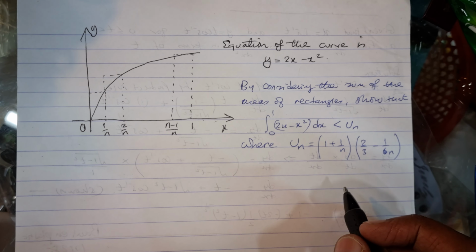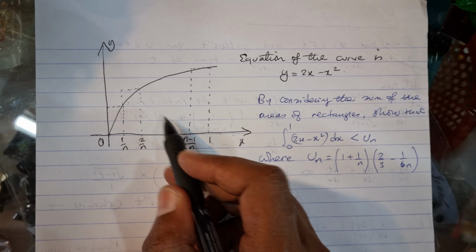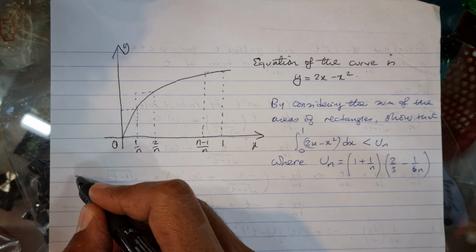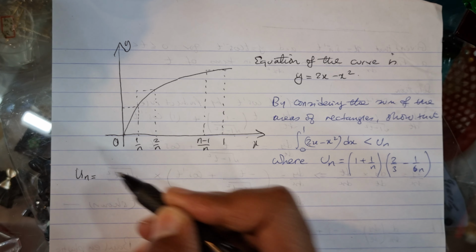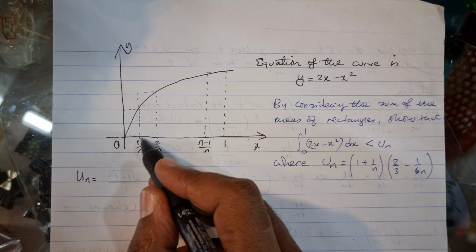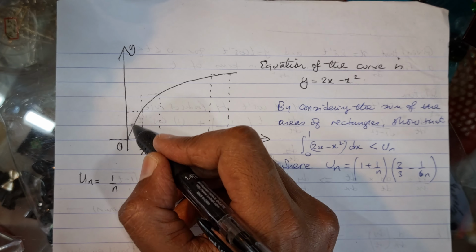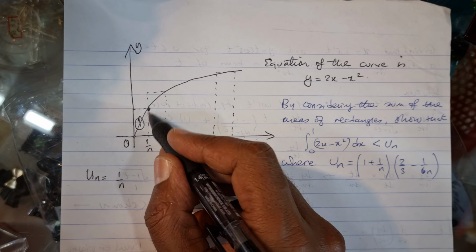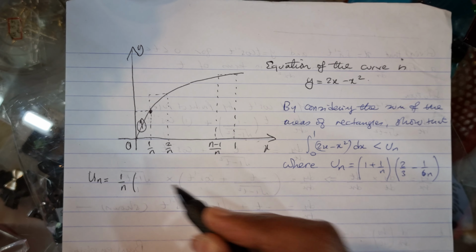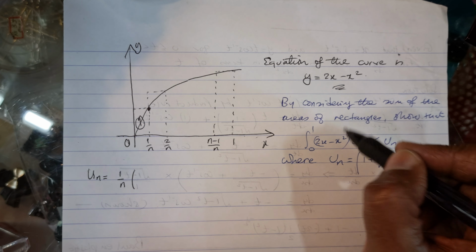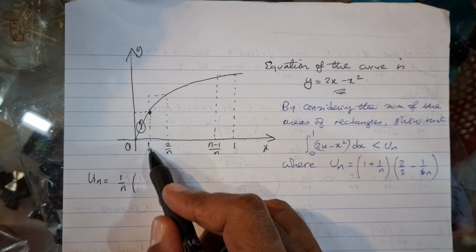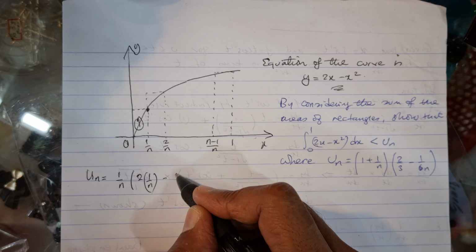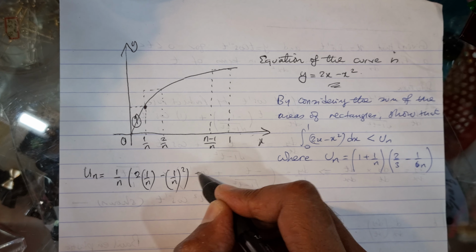Now what we're going to do is find the heights of each of these rectangles and then multiply by the width and then do the sum. So what I'm saying is that Un is equal to, this is the width, 1 over n for the first rectangle, times the height. At this point here we're going to get the height from here to here. So to get the height, we just use this equation here, and the value of x turns out to be 1 over n. So that's then 2 times 1 over n minus (1 over n) squared, plus 1 over n again.